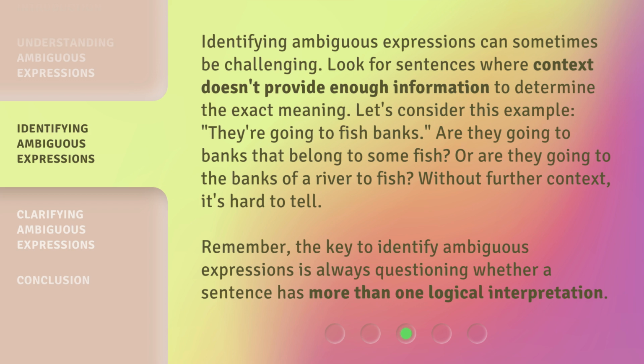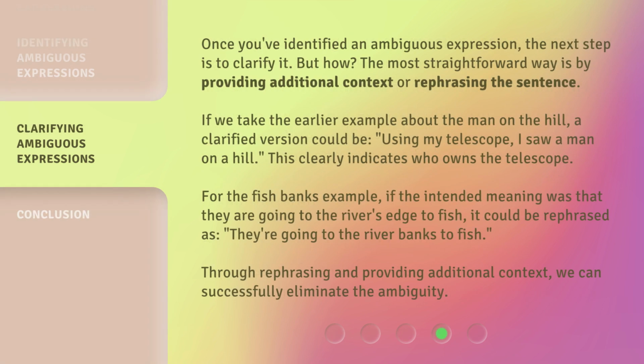Remember, the key to identify ambiguous expressions is always questioning whether a sentence has more than one logical interpretation. Once you've identified an ambiguous expression, the next step is to clarify it. But how? The most straightforward way is by providing additional context or rephrasing the sentence.